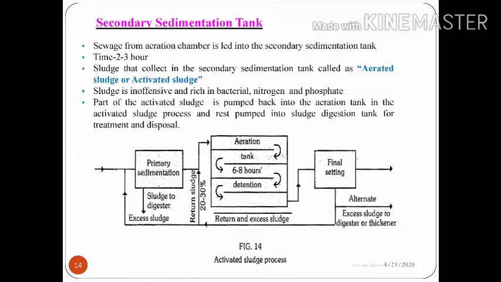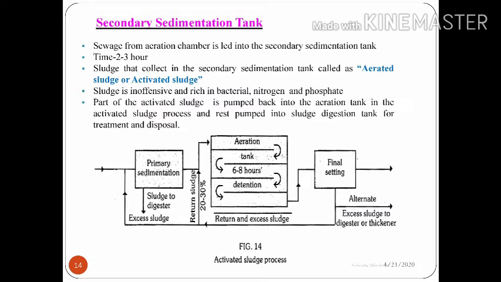Next slide. Secondary sedimentation. The oxidized sewage from the trickling filter or aeration chamber is now led into the secondary sedimentation tank, where it is detained for 2 to 3 hours. The sludge that collects in the secondary sedimentation tank is called aerated sludge or activated sludge because it is fully aerated. It differs from the sludge in the primary sedimentation tank in that it is practically inoffensive and is rich in bacteria, nitrogen, and phosphates. It is a valuable manure if dehydrated.